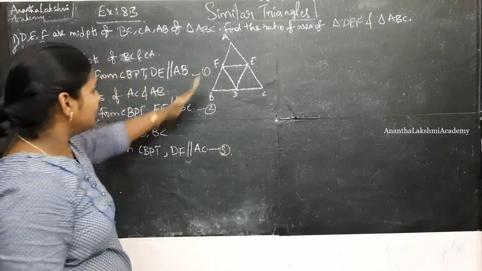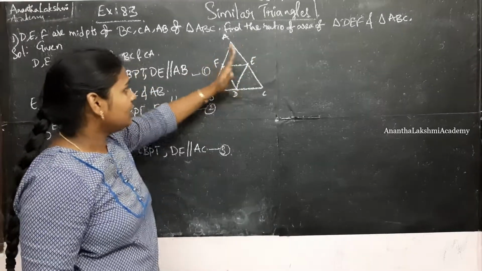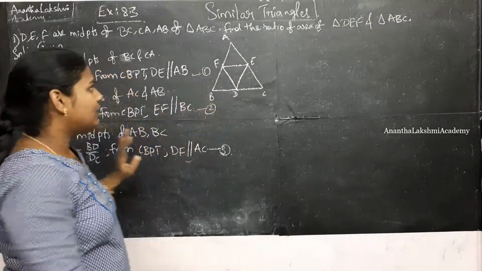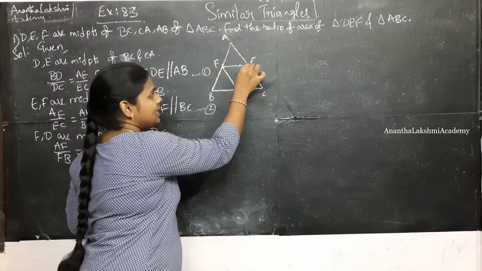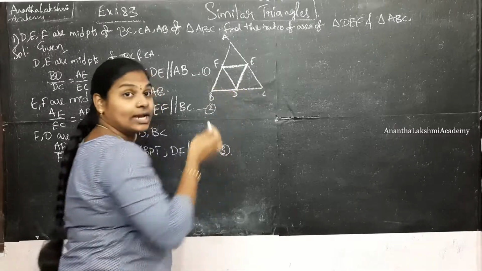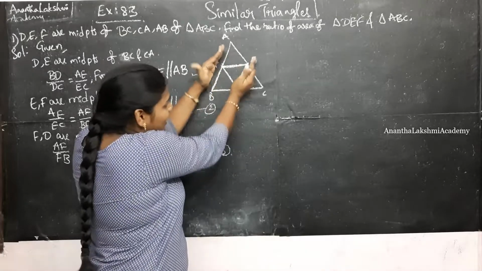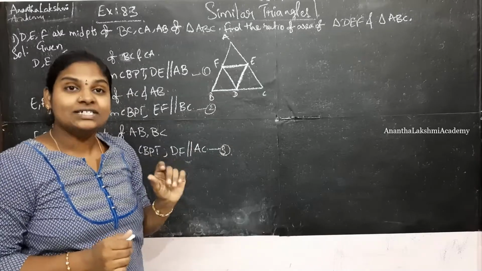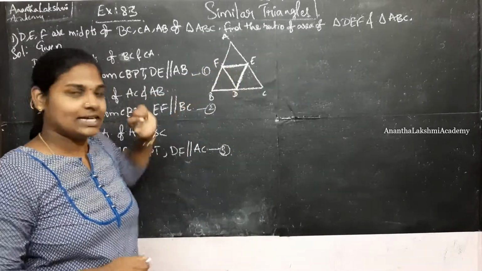Now I said this side is parallel to this, DE is parallel to AB, isn't it? DE is parallel to AB. Look at this one, BDEF. What is the polygon that formed? This is parallel. This is also parallel. So we have a parallelogram, wherein this side is parallel to this side and this side is parallel to this side.